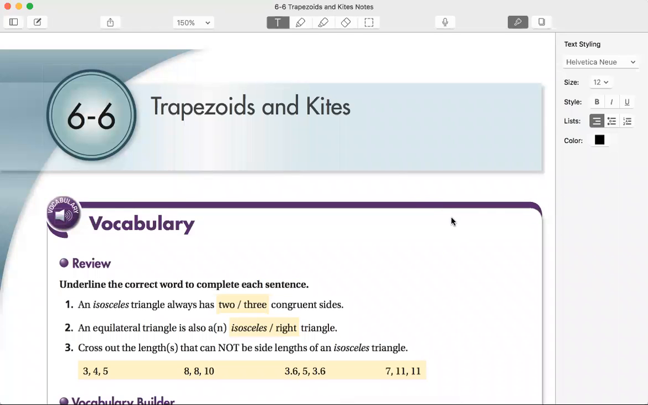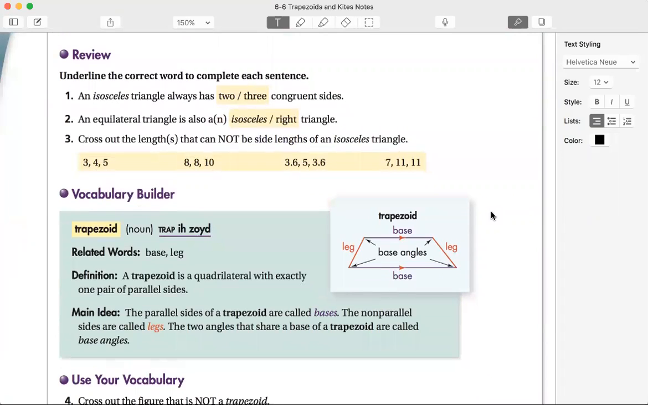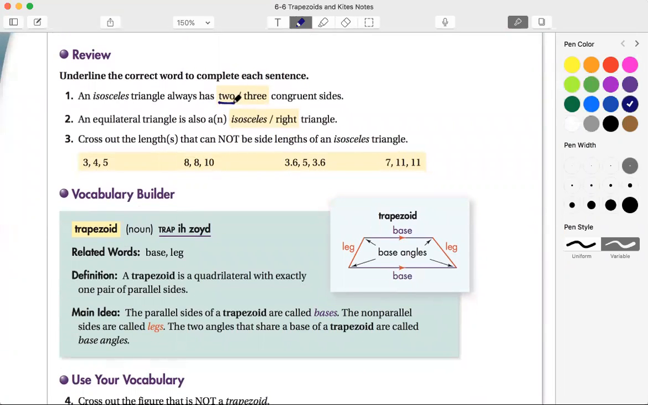All right, section 6-6, trapezoids and kites. So an isosceles triangle always has two congruent sides. An equilateral triangle is also an isosceles triangle. Cross out the lengths that cannot be the sides of isosceles triangles, and that's a 3, 4, 5 triangle.